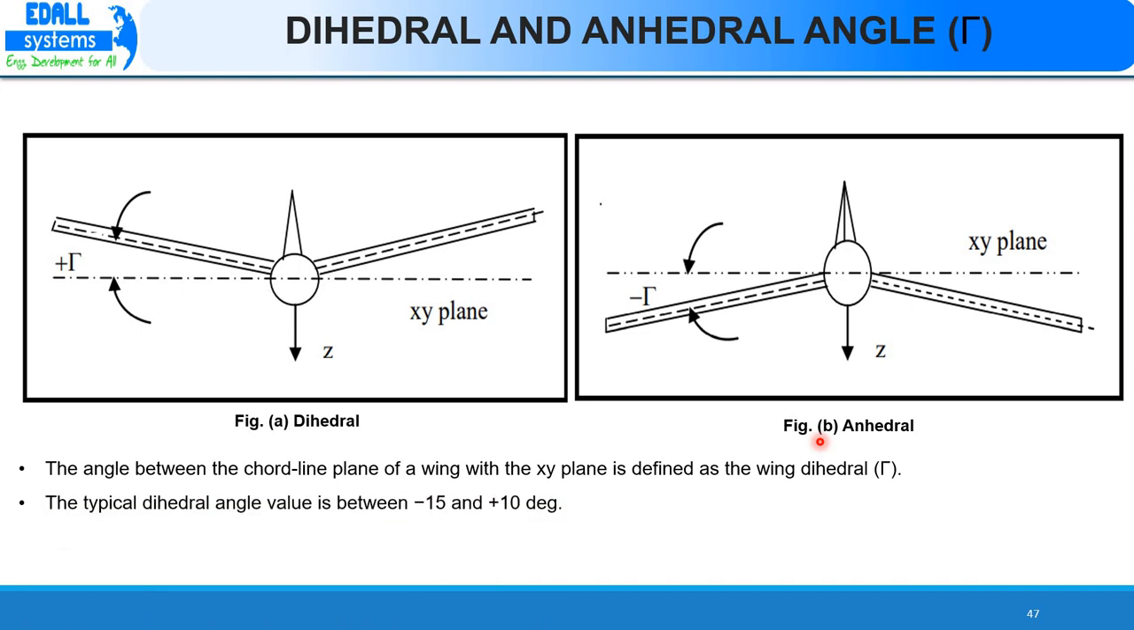Typical values of dihedral angle lie between -15 and +10 degrees. Wing dihedral angle improves the lateral stability of the aircraft. Due to the aircraft symmetry, both right and left wings have the same dihedral angle. Lateral stability means the tendency of the aircraft to return to its original position if disturbed by a gust and roll around the x-axis. Lateral stability is also called dihedral stability.